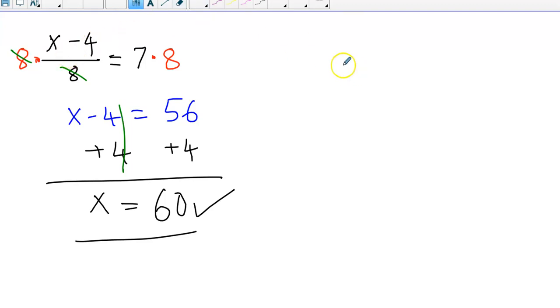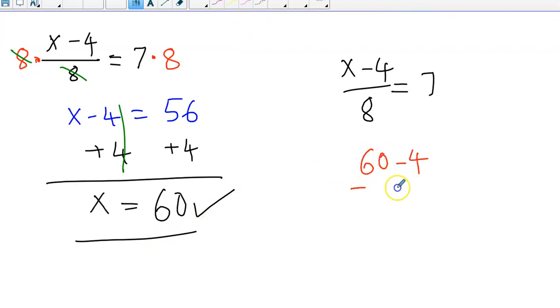You want to check it out. (x - 4) divided by 8 must be equal to 7. Let us substitute 60 for x. 60 minus 4 over 8 gives me 7. That is, 60 minus 4 is 56, and 56 divided by 8 is 7. You know that 8 times 7 is 56. Right, so we did the right thing. That is the solution for this particular equation.